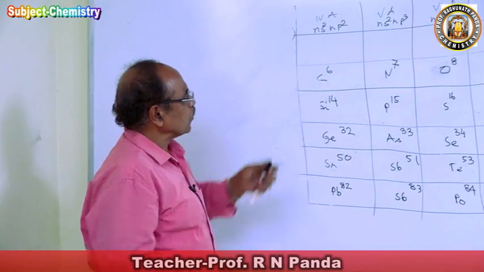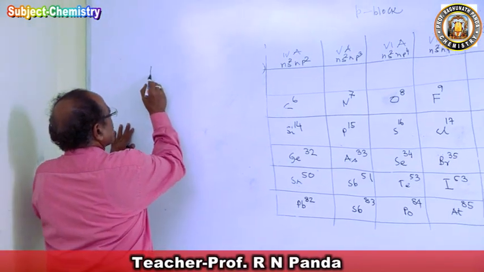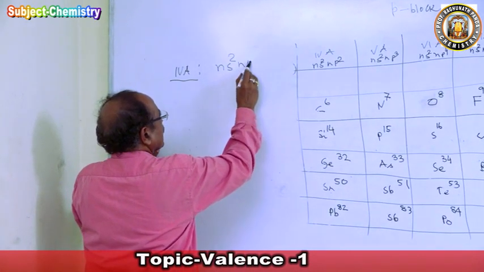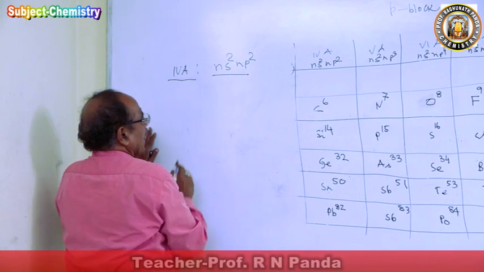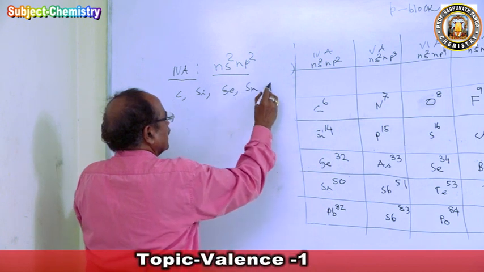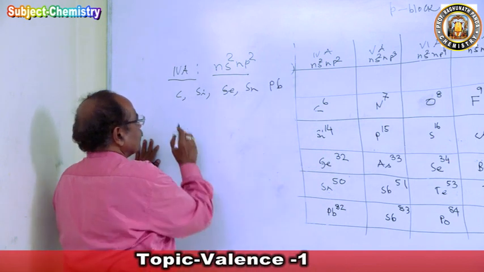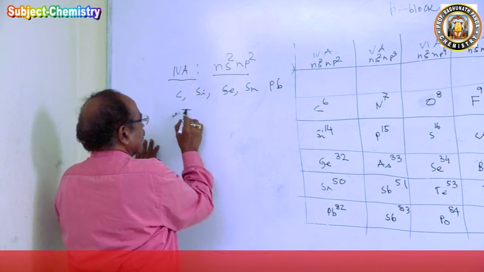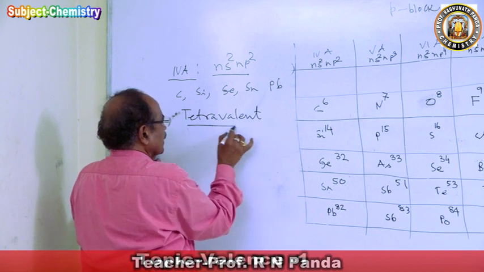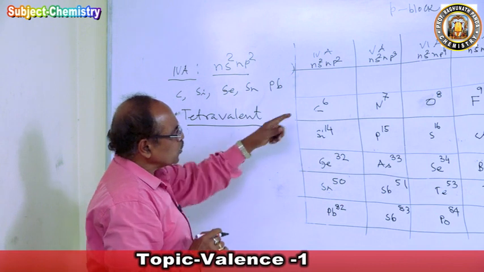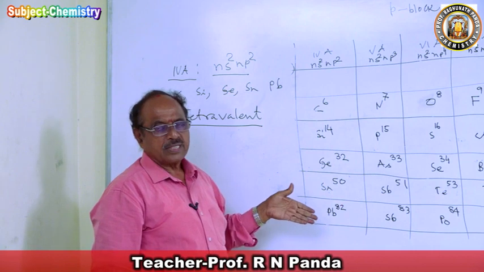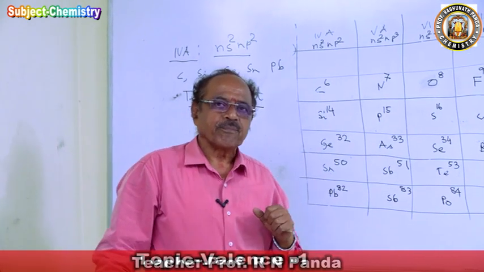So if you come to group 4 elements, how many electrons do they have? 4 electrons in their outermost cell. And who are the elements? Carbon, silicon, germanium, tin, lead. So their valency will be equal to what? They are tetravalent. Their normal valency is tetravalent. So they can lose 4 electrons to attain octet, or they can gain 4 electrons to attain octet. They have the 2 options with them.